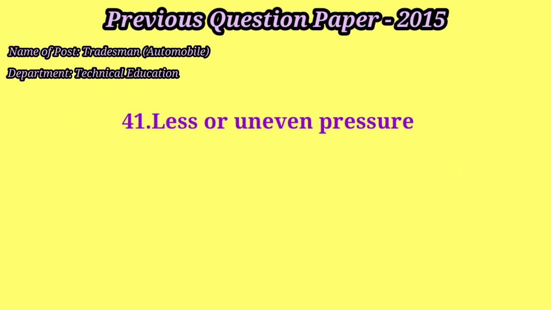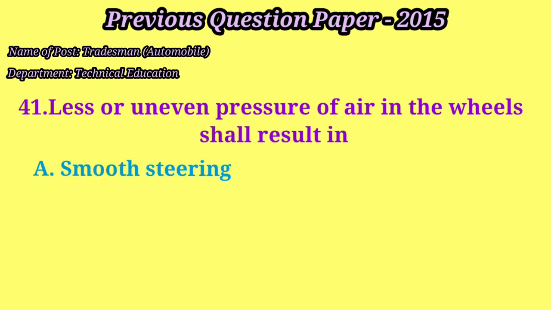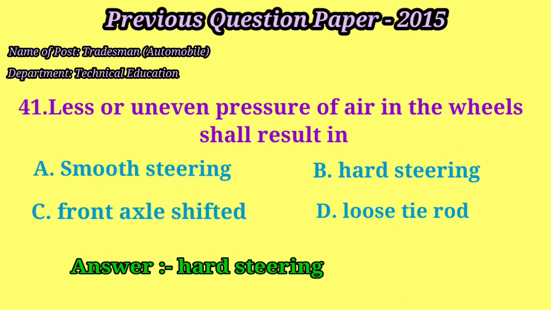41. Less or uneven pressure of air in the wheels shall result in: A. Smooth steering. B. Hard steering. C. Front axle shifted. D. Loose tie rod. Answer: Hard steering.